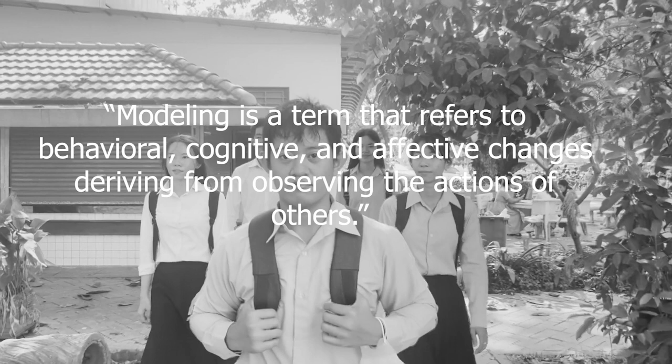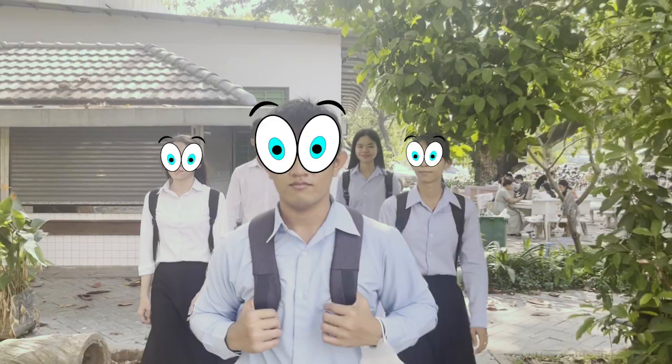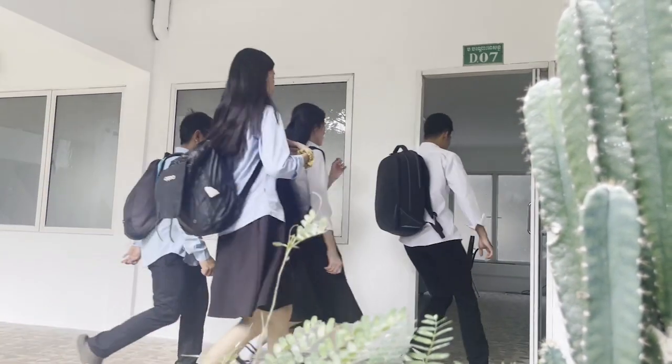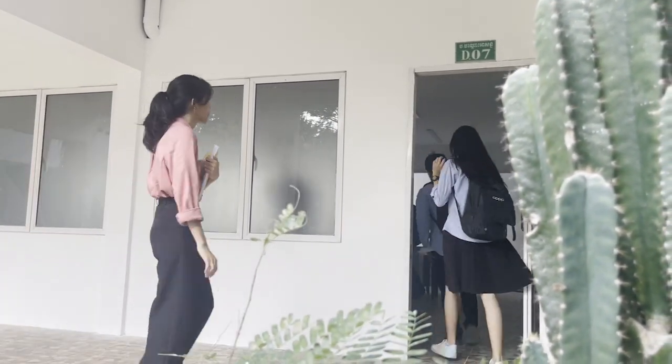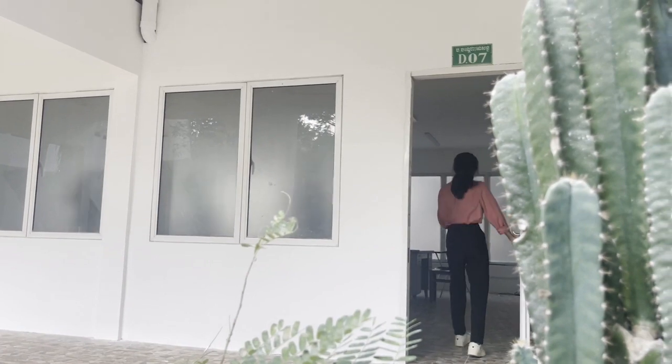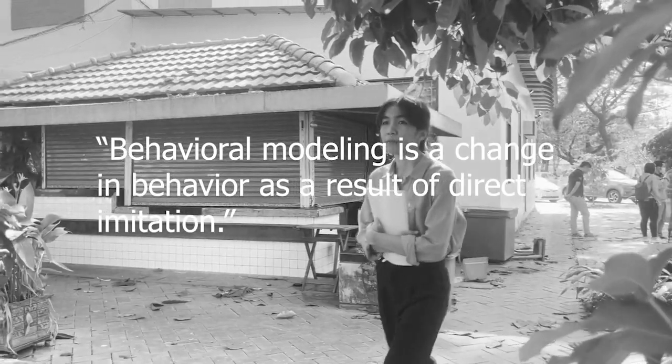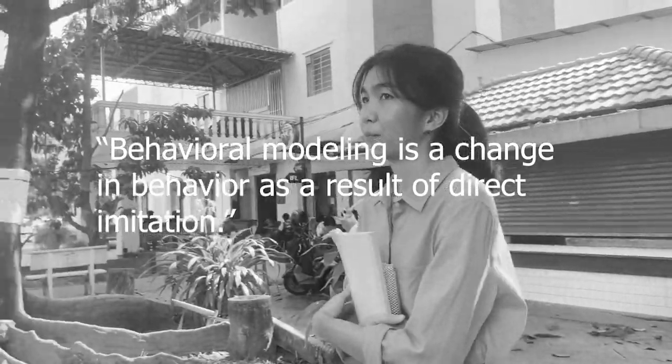Modeling is a term that refers to behavioral, cognitive, and affective changes deriving from observing the actions of others. Behavioral modeling is a change in behavior as a result of direct imitation.